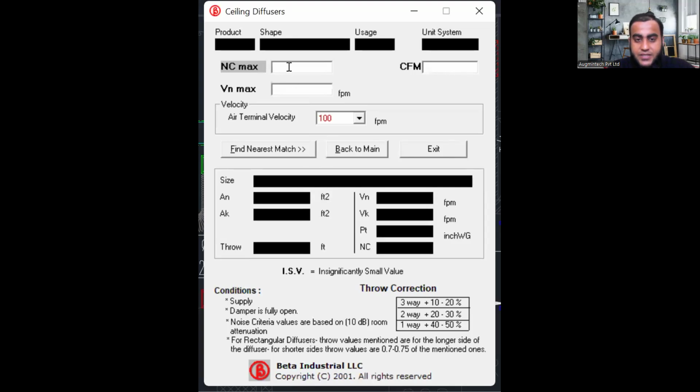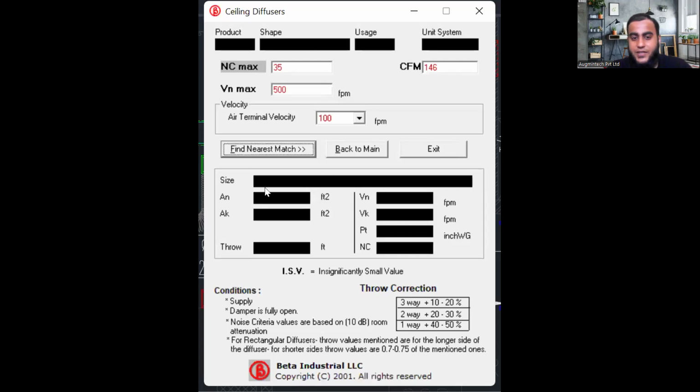Enter the maximum noise criteria 35 for commercial. You can go up to 45. And always as per ASHRAE, the velocity which we have to maintain for air terminal device is 5. And what is the flow value? 146, correct? Am I right? 146. Hit on find nearest value. After entering this value, hit on find nearest.